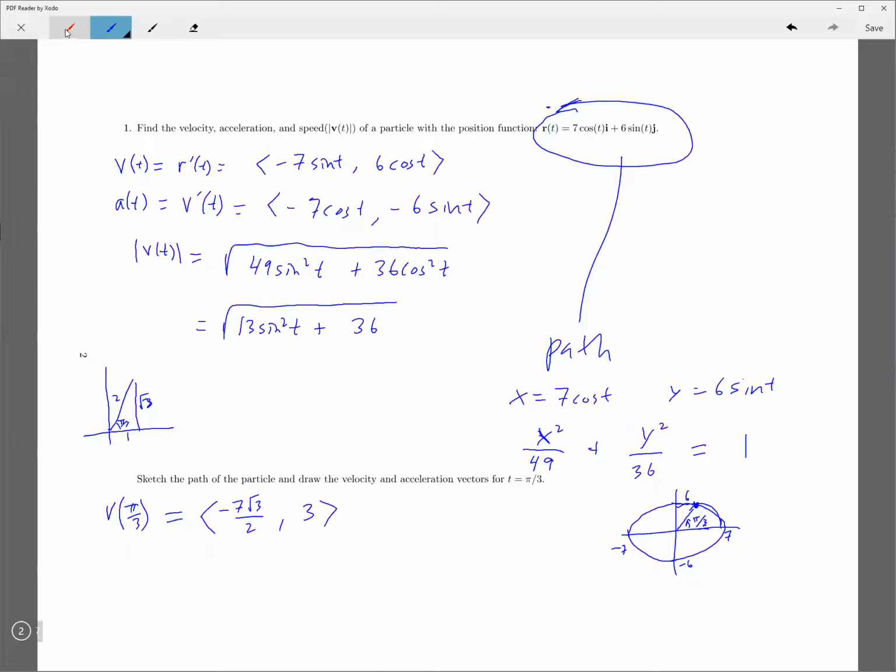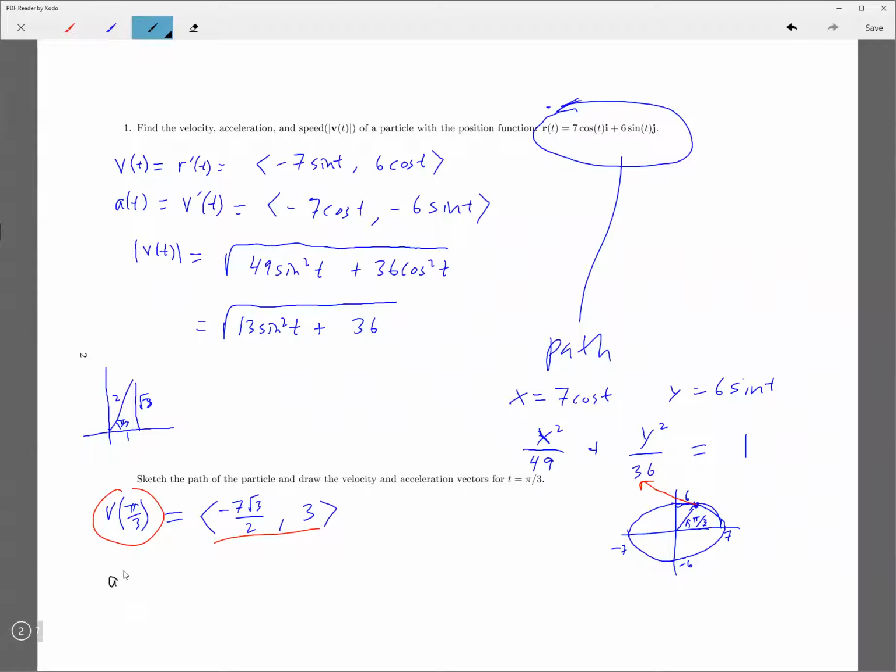Okay, and so the velocity vector is going to be, you can also tell that it's going to be tangent to the curve. Okay, the velocity vector is going to be tangent to the curve. That's another way you can tell.